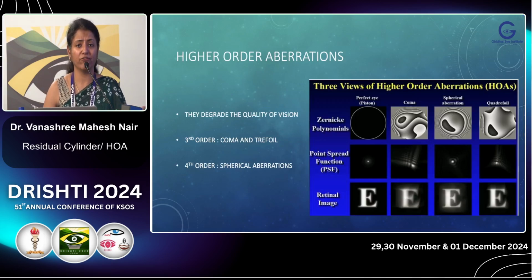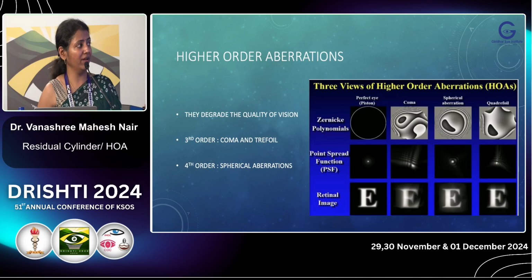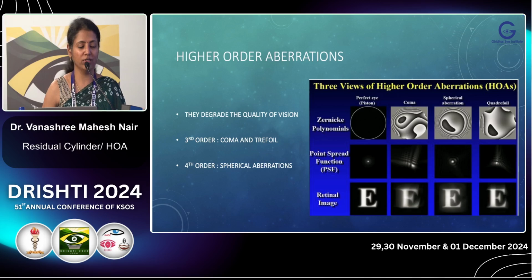So how are they actually affecting the patient? So they degrade the quality of vision. The third order being the coma and trefoil, and the fourth order spherical aberration. So here you can see how the retinal image is actually affected because of all the different aberrations.